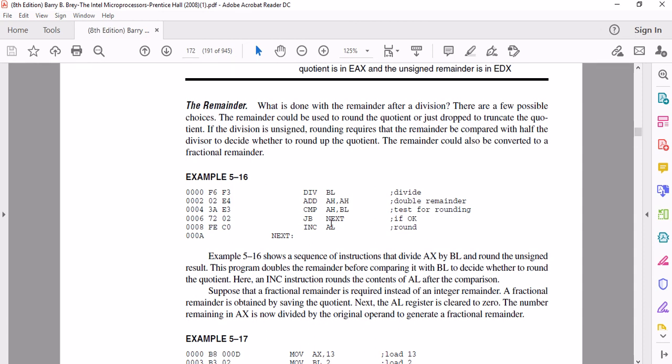Jump below. If it is okay, then it will move to the next. Otherwise, it will increment here. And again, AX is divided by BL. It will continue until jump below occurs. Then it will move towards some next instruction.